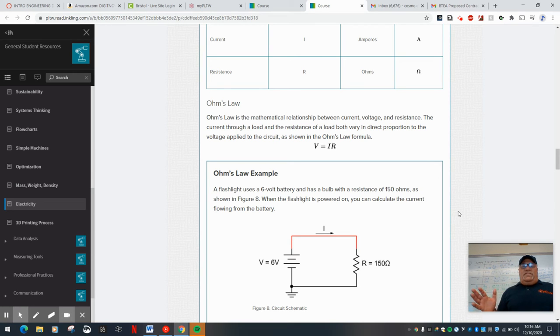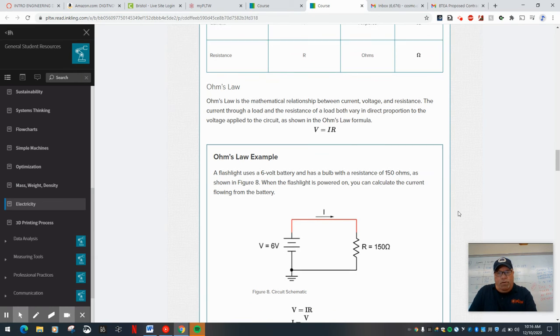So voltage is equal to current times resistance. Ohm's law is the mathematical relationship between current, voltage, and resistance. The current through a load and the resistance of a load both vary in direct proportion. The voltage applied to the circuit is shown in the Ohm's law formula.